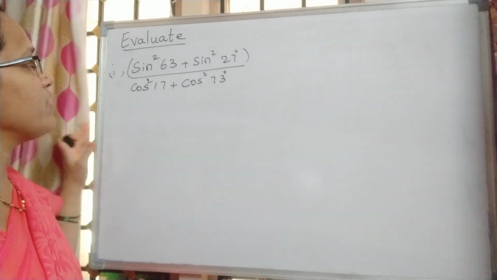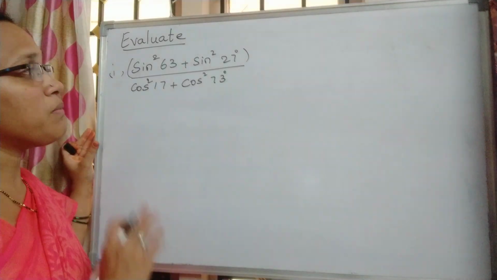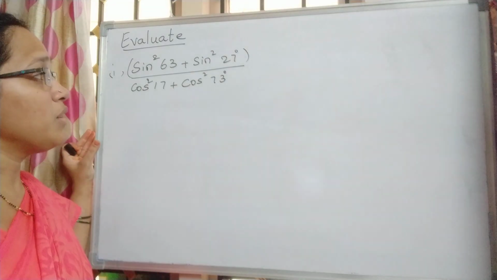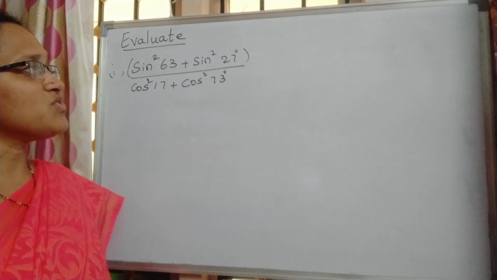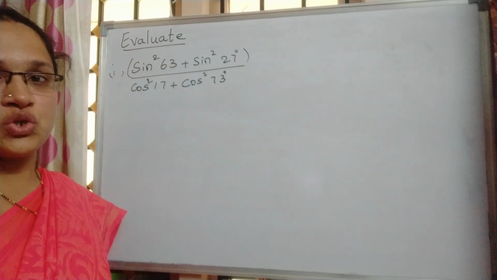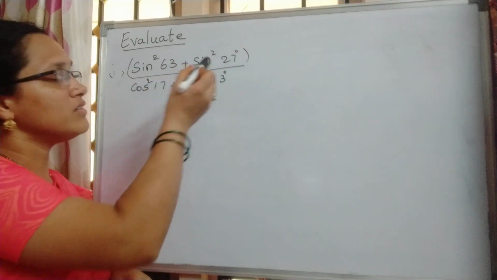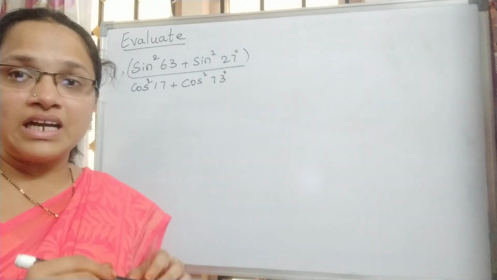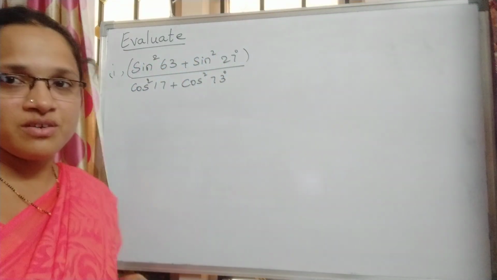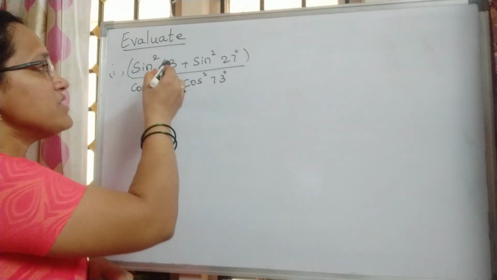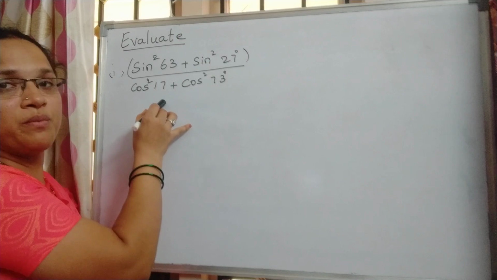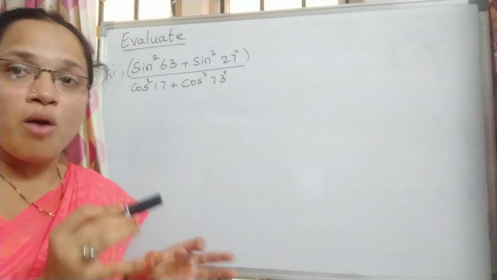Right. So here is a question given: sine square 63 degrees plus sine square 27 degrees by cos square 17 degrees plus cos square 73 degrees. As I told you previously, when you have different trigonometric ratios, if you observe that both are complements, that means if you add the two angles, you should get 90. So 63 plus 27 is how much? Yes, 90, so these both are complements. In the same manner, if you observe in the denominator, 17 and 73 are complements.